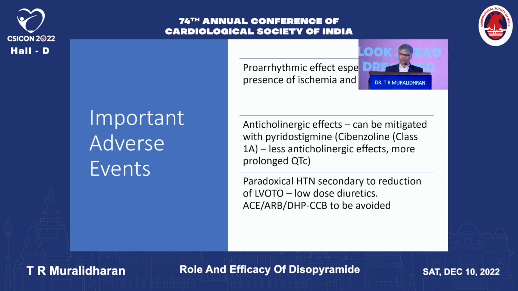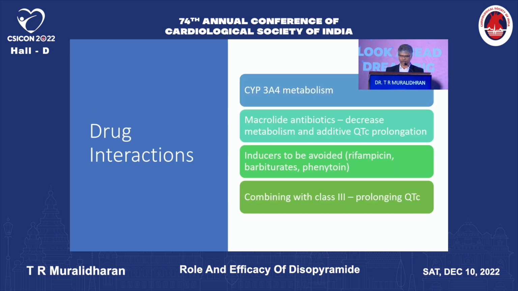And look for important adverse effects like proarrhythmic effects secondary to any of the antiarrhythmics, more so in the person with ischemia and heart failure. That is why I said we should look for it. And the anticholinergic effect we can mitigate by using pyridostigmine in this group. So we can try that. And paradoxical hypertension secondary to reduction of LVOT obstruction has been reported. So be prepared to add other antihypertensive drugs at times.